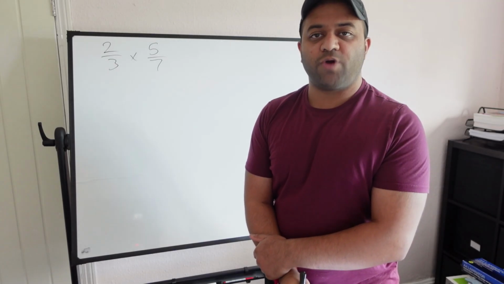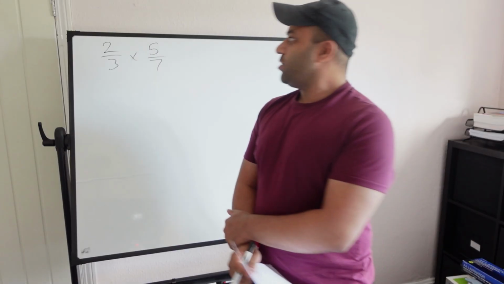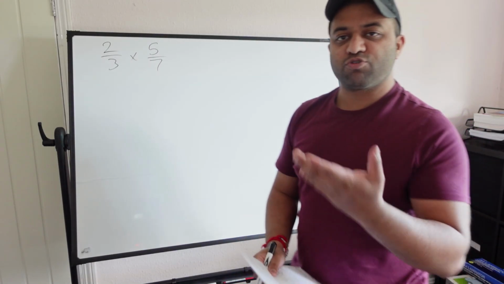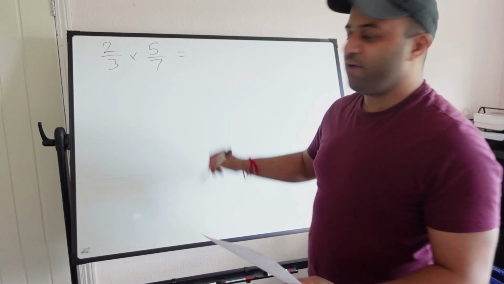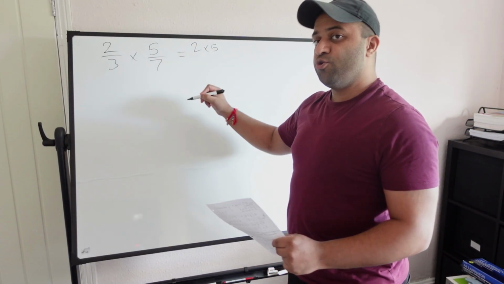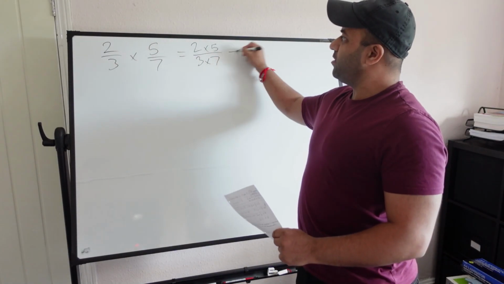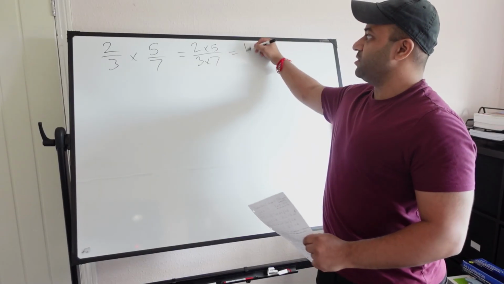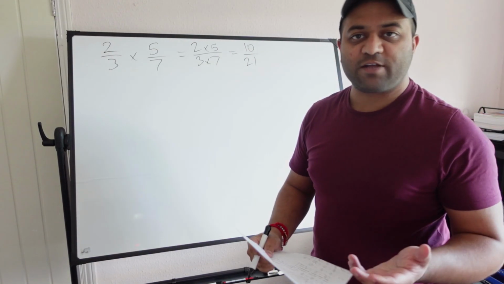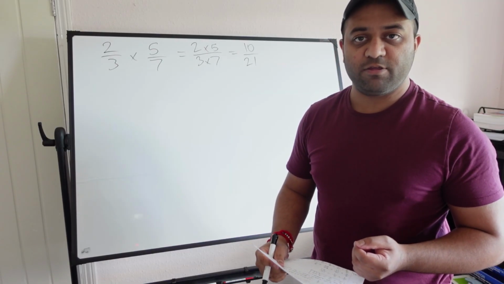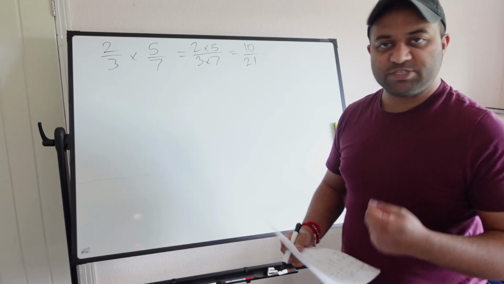Let's start by trying 2/3 multiplied by 5/7. Well, if we use the rule that we did earlier, we could work out 2 multiplied by 5 on the numerator and 3 multiplied by 7 on the denominator, resulting in a 10 on the top and a 21 on the bottom. None of them share any factors, so this does not cancel down to anything. We can leave it as 10 over 21. Let's take a look at the next example.